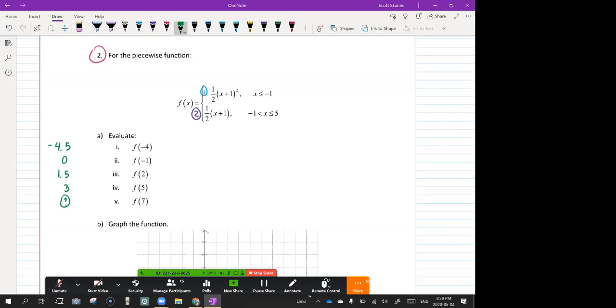So you can see my answers, or at least what I think it is. Is it negative 4.5? Let me see here. 4 plus 1. No, it's not negative. It should be positive.